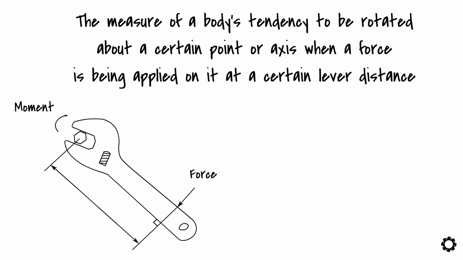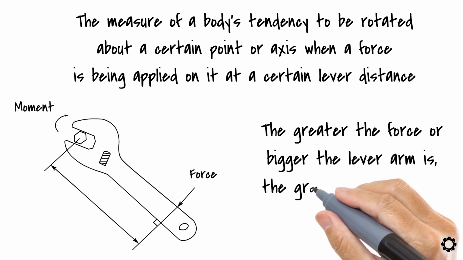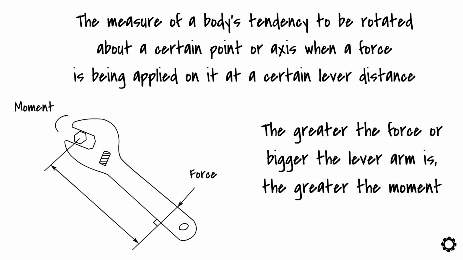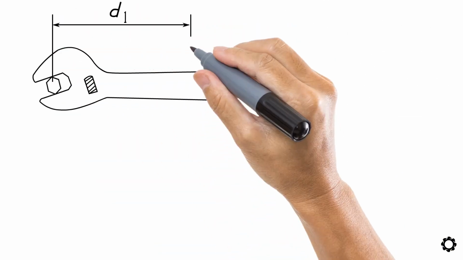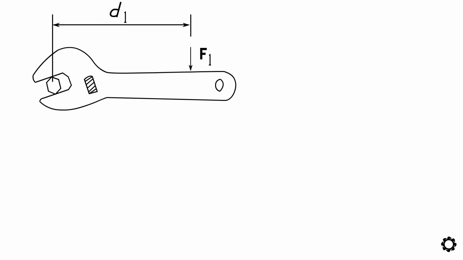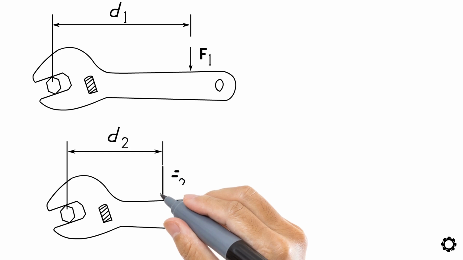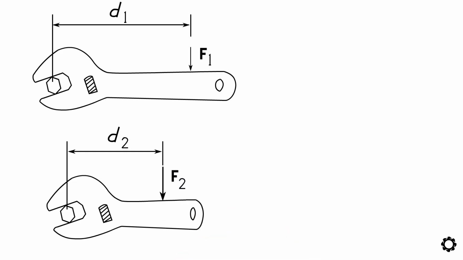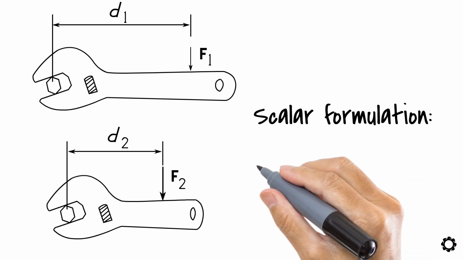The thing about the moment of a force is that the greater the force or bigger the lever arm is, the greater the moment you are creating. You may have noticed that if you use a wrench that has a bigger handle, then you won't need to use that much force to tighten the bolt or a nut. On the other hand, if you use a smaller handle, then you need a lot more force in the same task. This relation can be written by using the scalar formulation as follows.